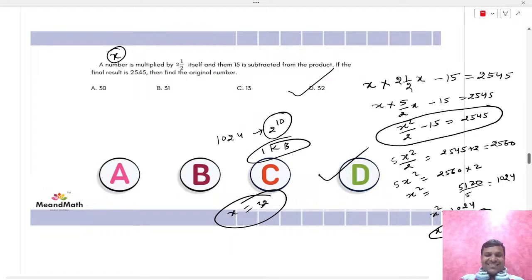Yes. Now move to the next question. In this question, any doubt, anything which is not clear, you can ask here. No? Let's move to the next.